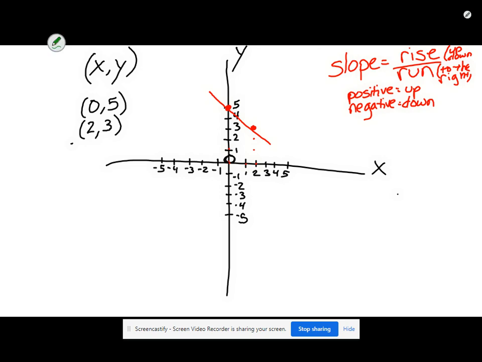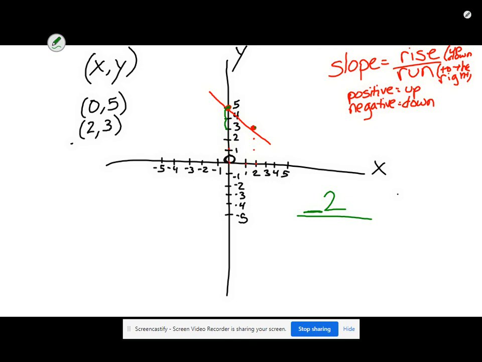So I start reading left to right. I'm going to start at my dot that's the farthest left. And I'm going to count how many times I'm going to go down to get to my next point. So if I'm going down, what does that tell me about my slope, Landon? It's going to be negative. So I'm going to put that negative down right away so I don't forget it's negative. I'm going to go down 1, 2. So that's going to be my rise.